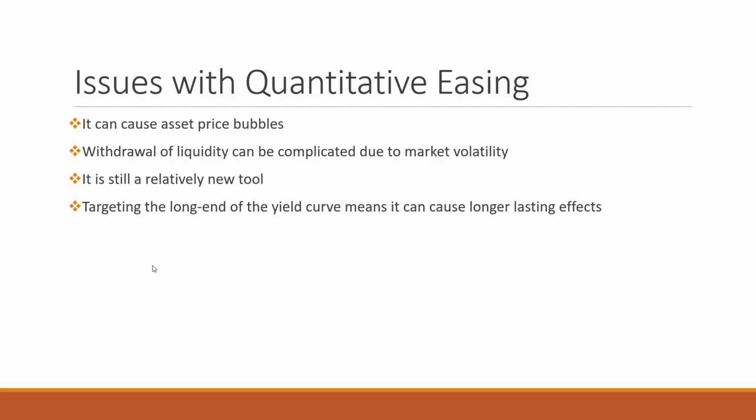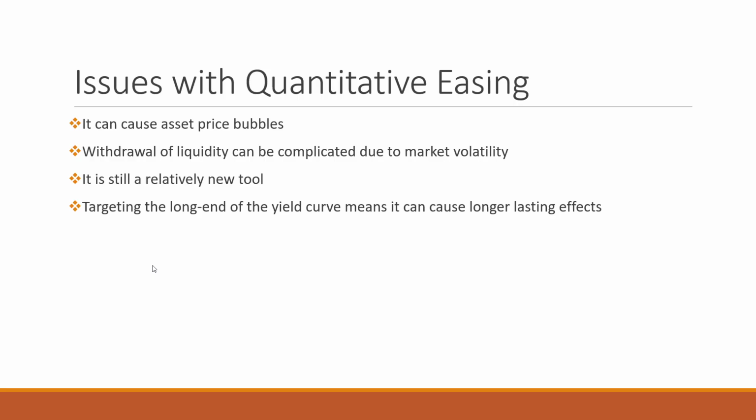Now, after going through this, some of you may be asking, why do they then use quantitative easing? So the first reason, as I said, is it has been proven to work, at least in the initial stages. The withdrawal is still a big issue that central banks, I think, need to figure out over time.